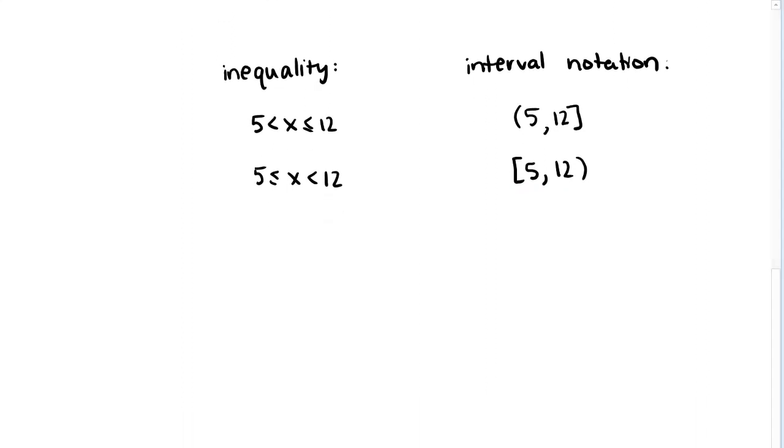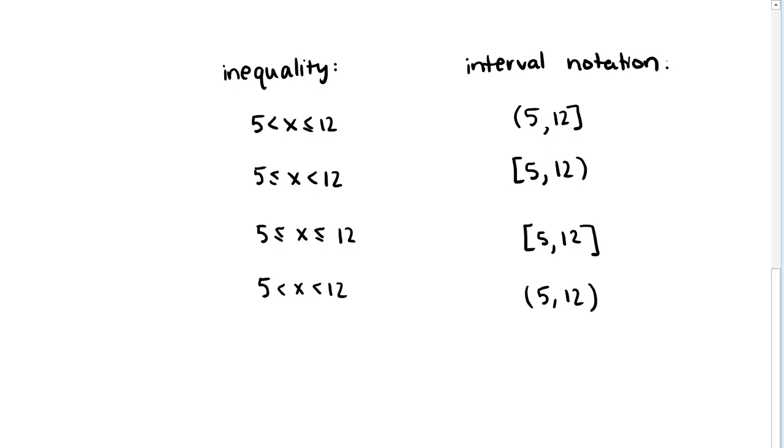And so based on these ideas, what would you expect bracket 5, comma 12, close bracket to represent as an inequality? Well, this is saying the numbers between 5 and 12, possibly including 5, possibly including 12. And the other end of the spectrum is if we have 5 is less than x is less than 12. This is not allowing for our value of x to be equal to 5 or 12. So this is saying numbers between 5 and 12, but not including 5, not including 12.